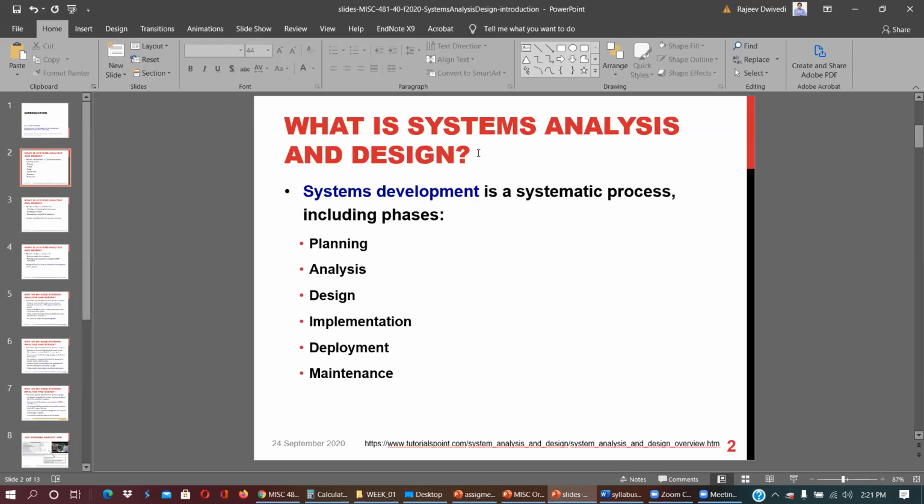Basically, development of an information system goes through a systematic process. What is the systematic process? It includes, first of all, planning of the information system, analysis, design, implementation, deployment and maintenance. So these are the steps of information system analysis and design: planning, analysis, design, implementation, development, deployment and maintenance.